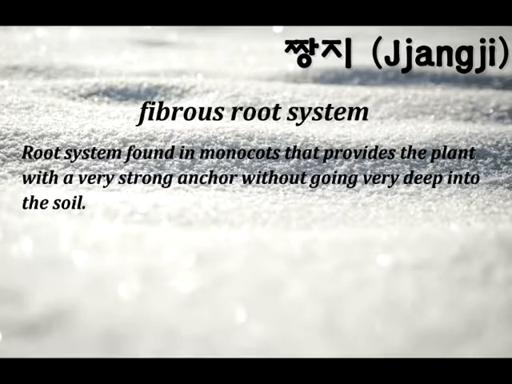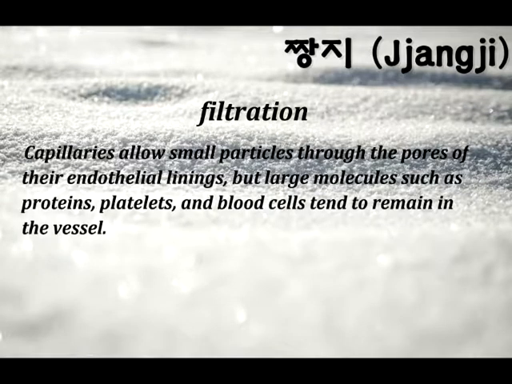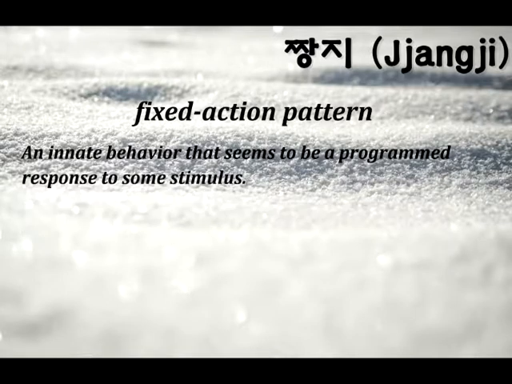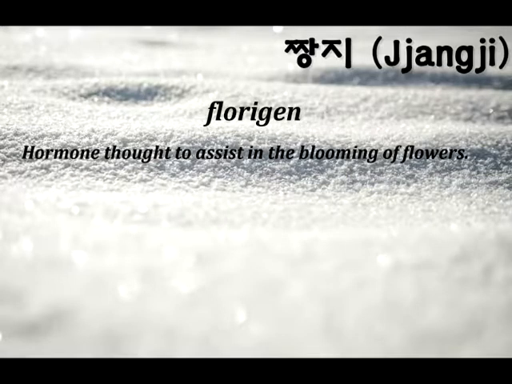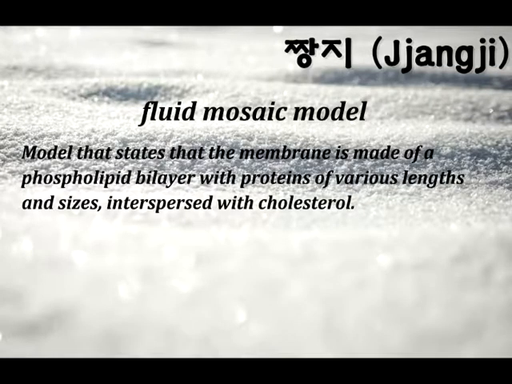Fibrous root system found in monocots that provides the plant with a very strong anchor without going very deep into the soil. Filtration, capillaries allow small particles through the pores of their endothelial linings, but large molecules such as proteins, platelets, and blood cells tend to remain in the vessel. Fixed action pattern, an innate behavior that seems to be programmed response to some stimulus. Florigen, hormone thought to assist in the blooming of flowers. Fluid mosaic model that states that the membrane is made of a phospholipid bilayer with proteins of various lengths and sizes, interspersed with cholesterol.